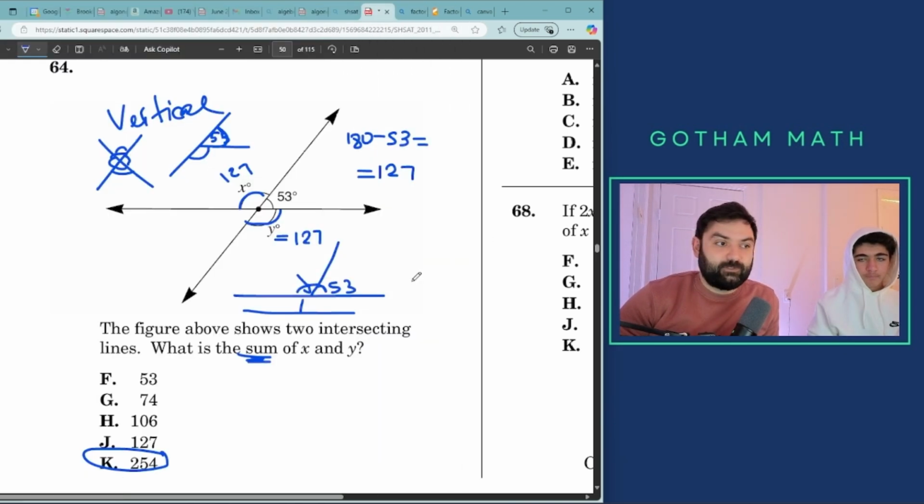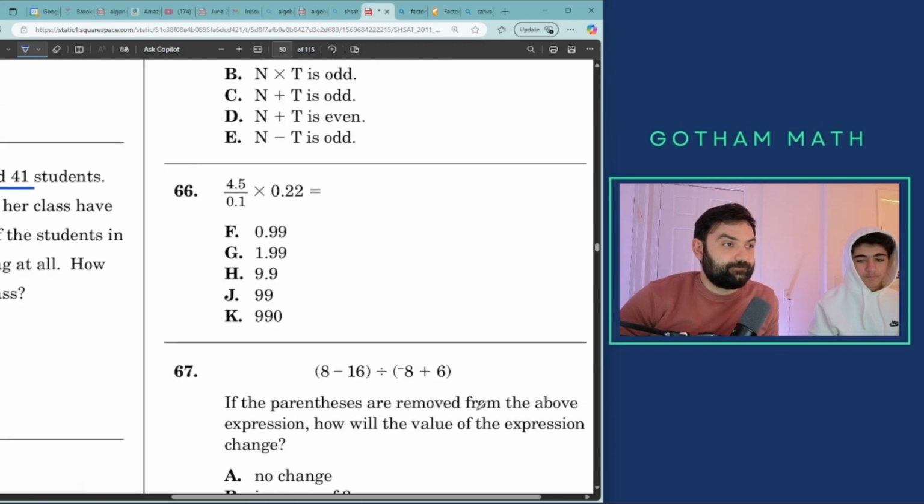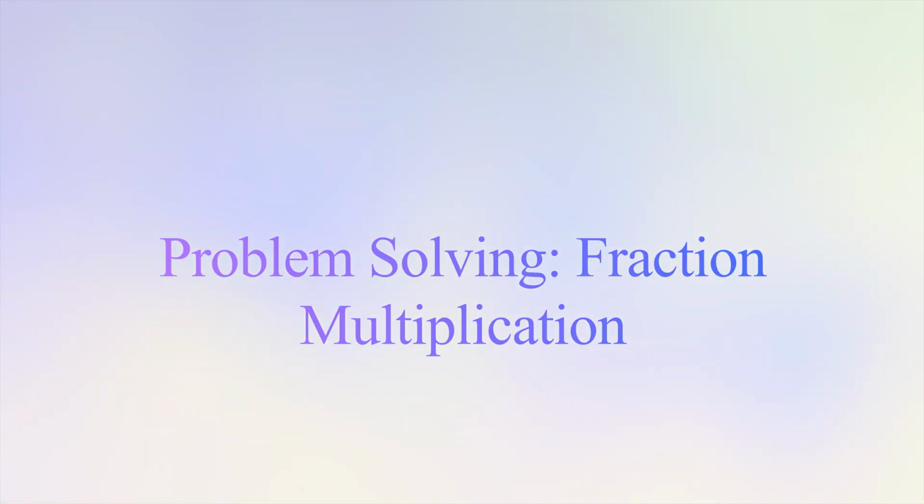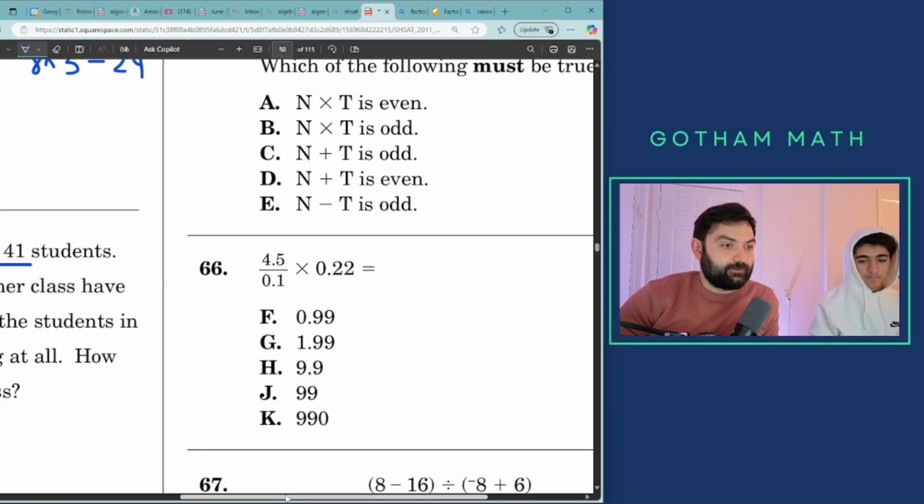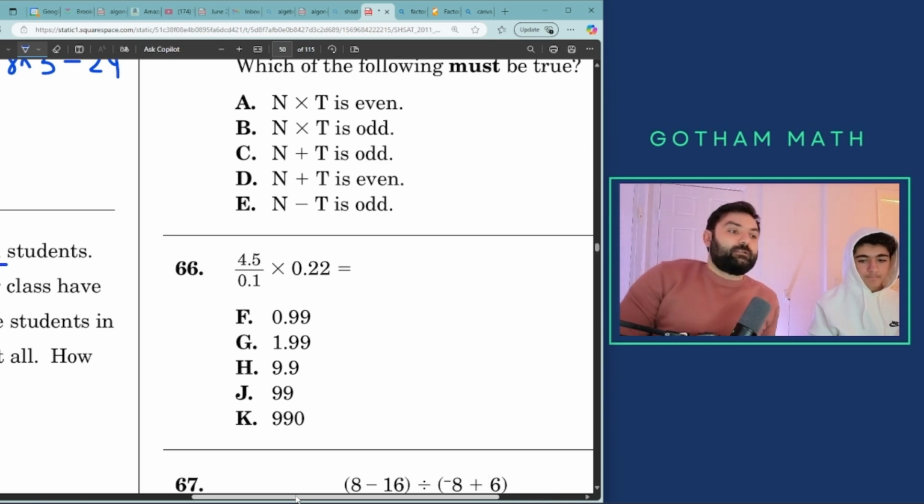So we're moving on to question number 66. Okay. Question number 66. Let's go. So we have to multiply. What do we have to multiply? Decimals that have been put into fractions, right? And how do we do it?